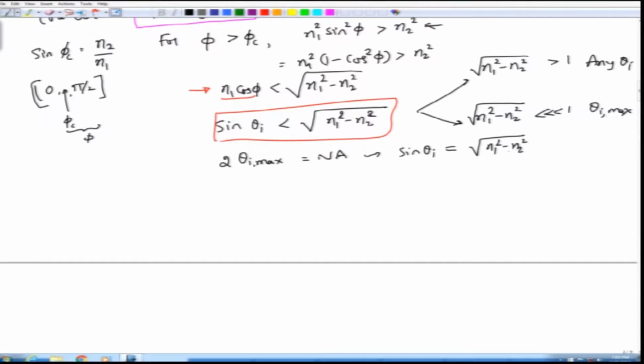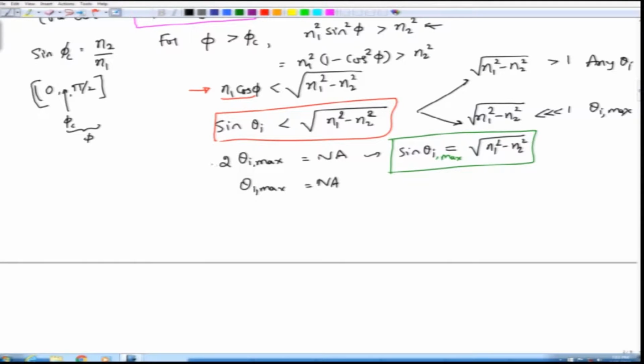So, this angle which you can obtain after solving this particular equation, sin theta I max is equal to square root of n1 square minus n2 square. Twice of that angle, 2 theta I max, is called the numerical aperture in some literature. In some other literature, theta I max itself denotes the numerical aperture. So in some literature this is 2 times theta I max, in some literature this is just theta I max. You have to just look at how the authors are defining it and be clear about one of those.